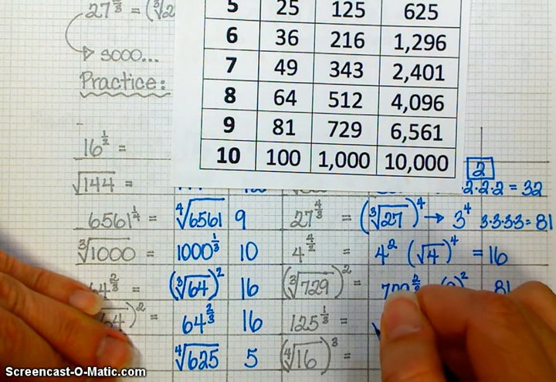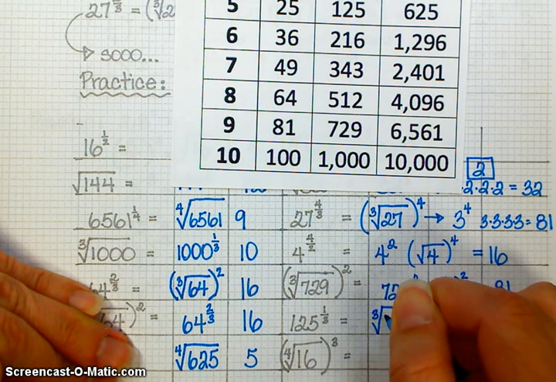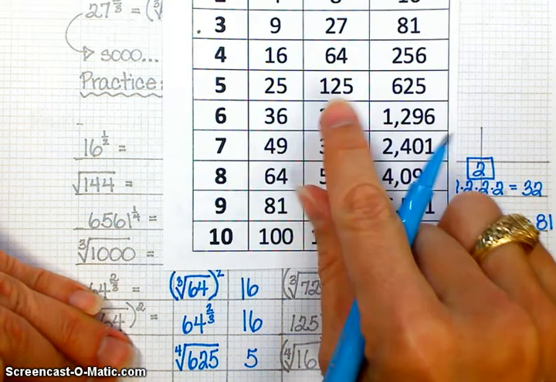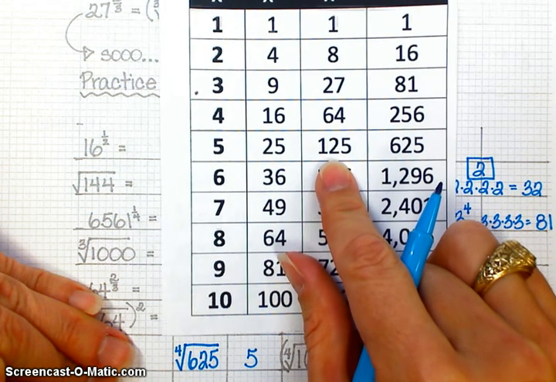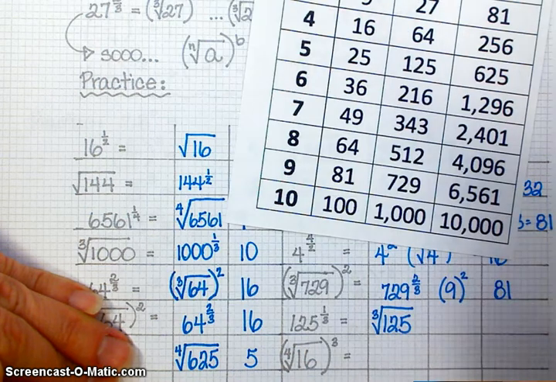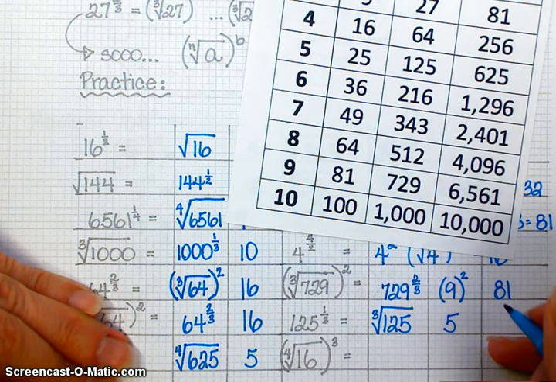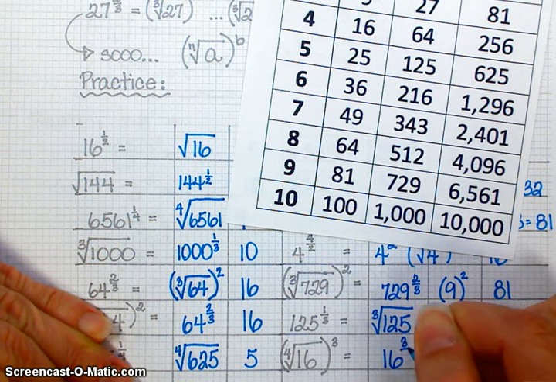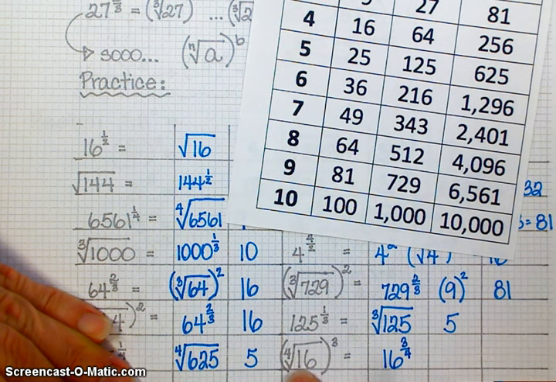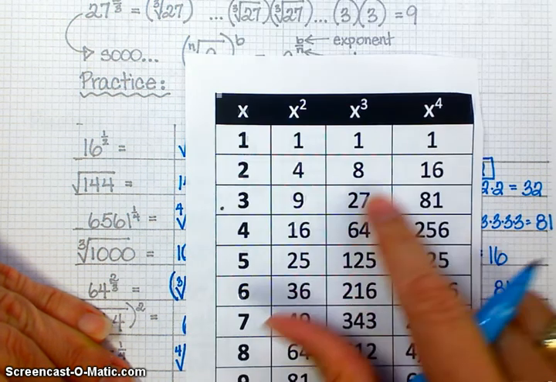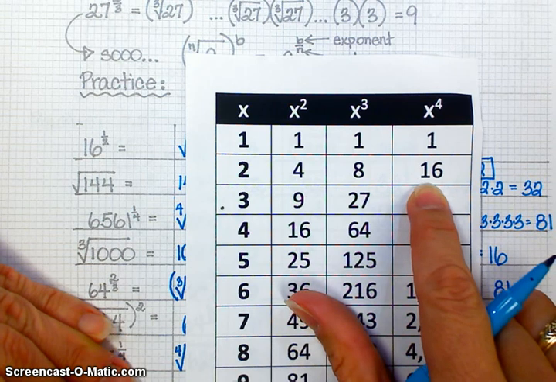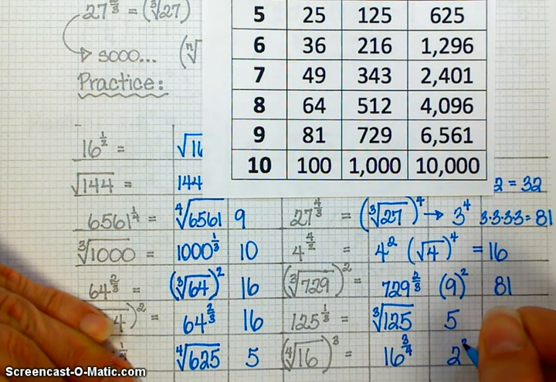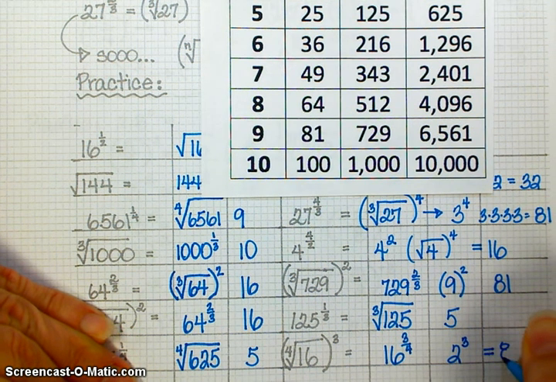125 to the 1/3 power is saying, please take the cube root of 125. What number times itself 3 times gives you 125? Well, that's going to be 5. 5 times 5 times 5 gives you 125. And then this one is 16 to the 3/4 power. All right, the 4th root of 16 is 2, because 2 times 2 times 2 times 2 is 16. So the 4th root is 2, and you're taking it and raising it to the 3rd power. Final answer is 8.